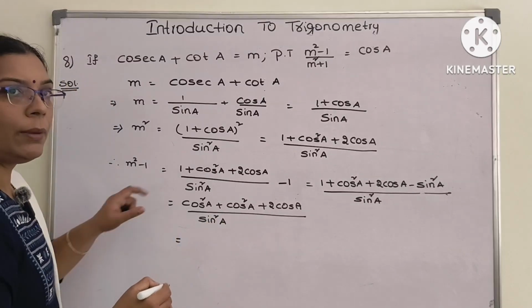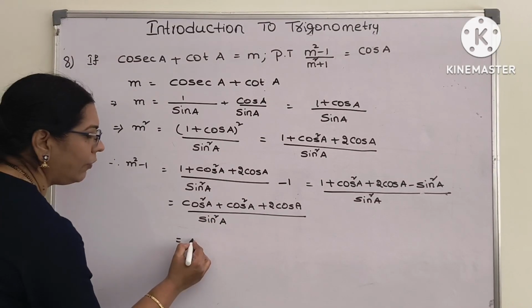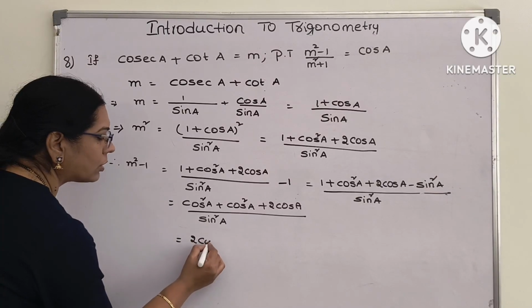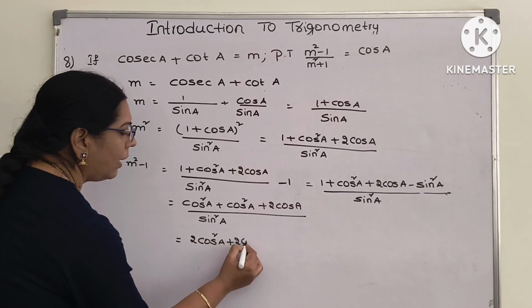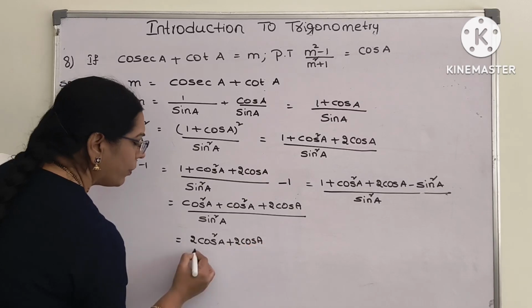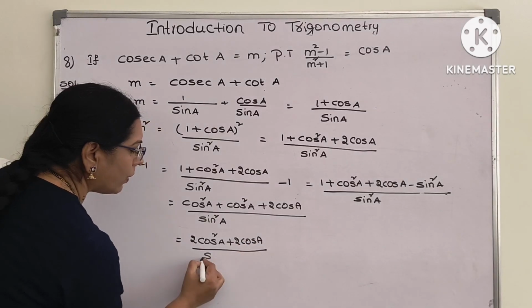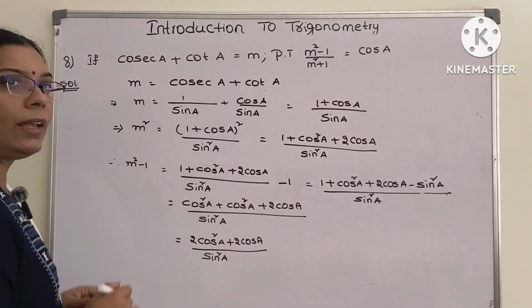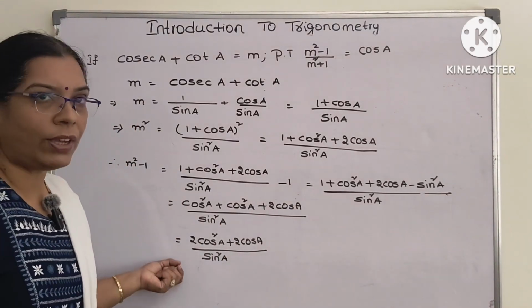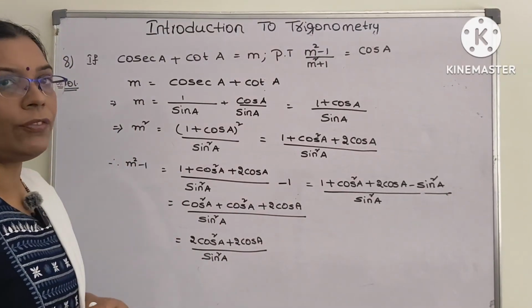So, m square minus 1 basically will be 2 cos square A plus 2 cos A by sin square A. Leave it like that. If we want, we will simplify it further. So leave it like that for now.